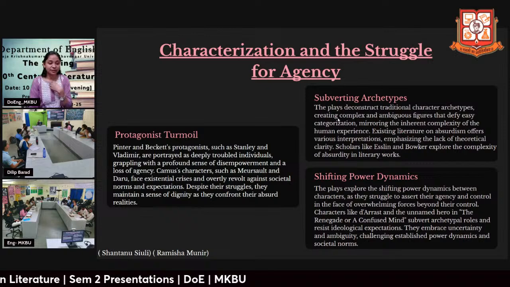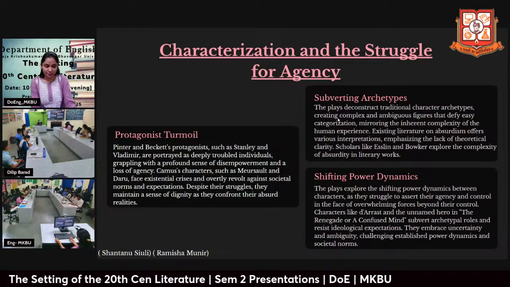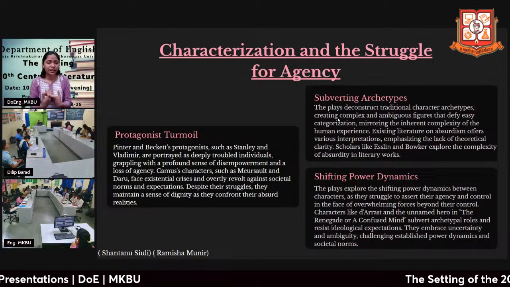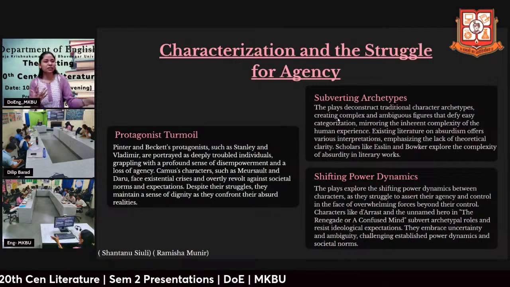Protagonist turmoil. Pinter's and Beckett's protagonists, such as Stanley and Vladimir, are portrayed as deeply troubled individuals, grappling with a profound sense of disempowerment and the loss of agency. Yes, we can see Stanley was very famous, as he mentioned that he used to be a musician and all.